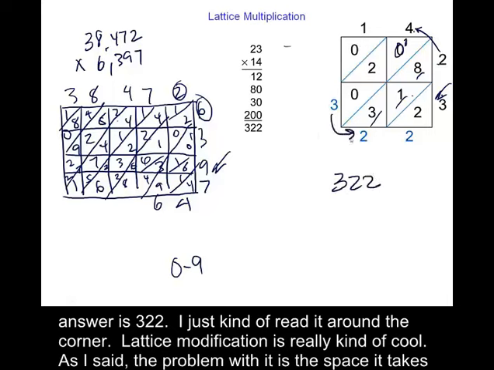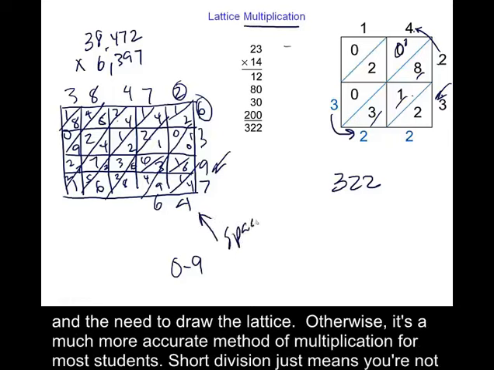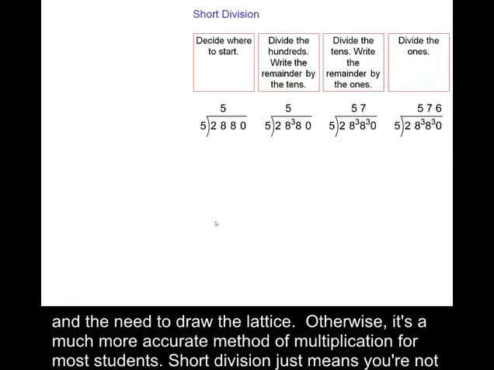I just kind of read it around the corner. Lattice multiplication is really kind of cool. As I said, the problem with it is the space it takes and the need to draw the lattice. Otherwise, it's a much more accurate method of multiplication for most students.